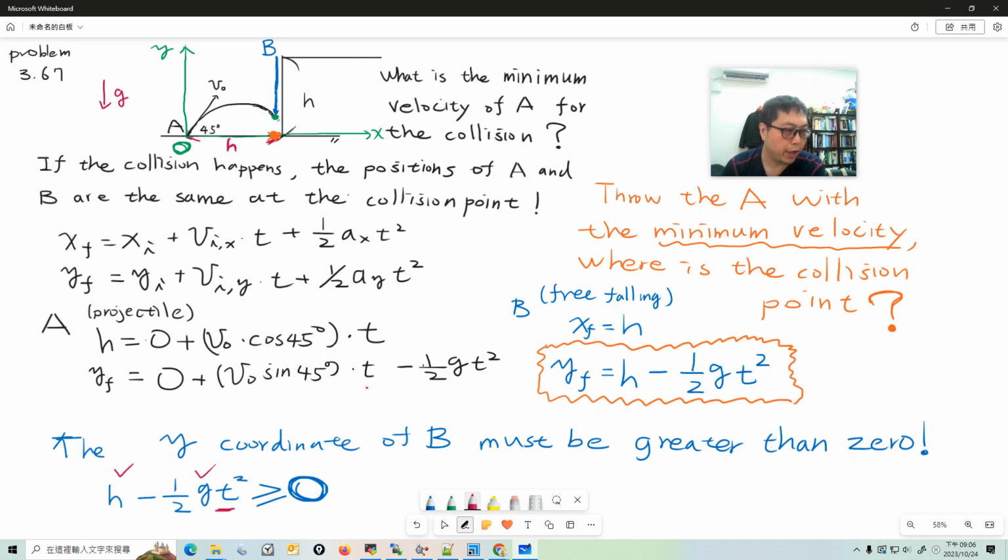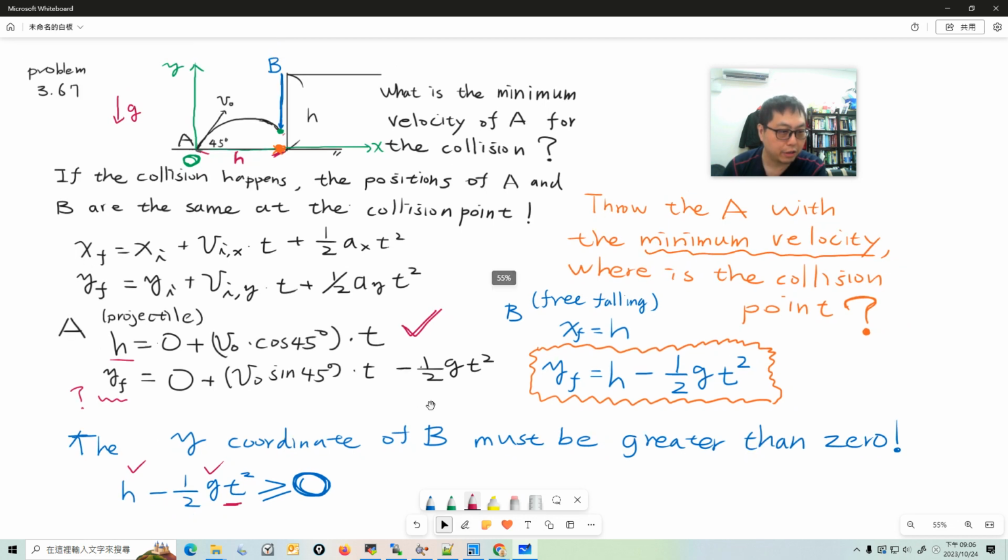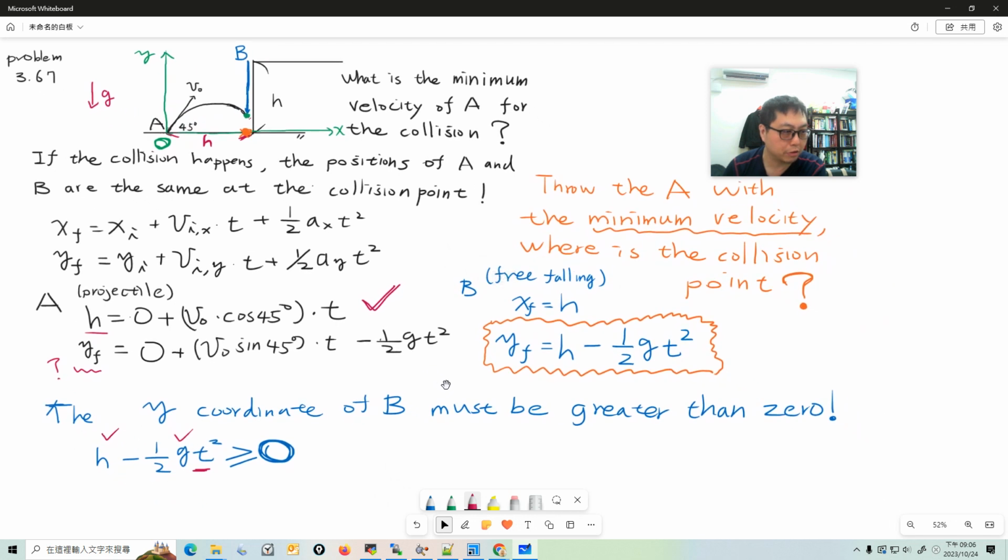For A, the problem is we don't know the y-final. So we cannot get information of t from this equation, but we can get t from this one, because h is given. The problem should state this, but it did not state it very clearly in the description. So h is given, so we can find t. I think the problem is solved. So we have the information of t from here.